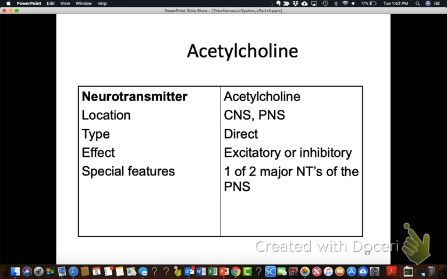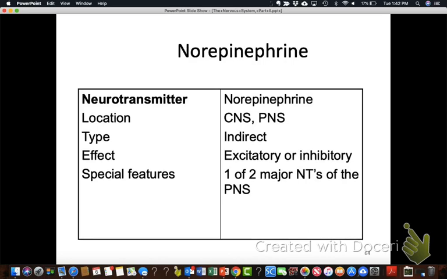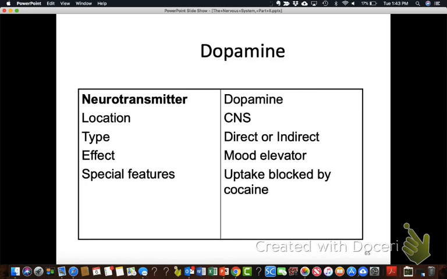Acetylcholine we've already met, and it's one of the two major neurotransmitters of the peripheral nervous system. Depending on where it's being secreted, it can be excitatory or inhibitory. We already know it's excitatory at skeletal muscle. Second, norepinephrine, that's the other one we already met. It's the second of the major neurotransmitters of the peripheral nervous system because it's also used in the autonomic pathways.